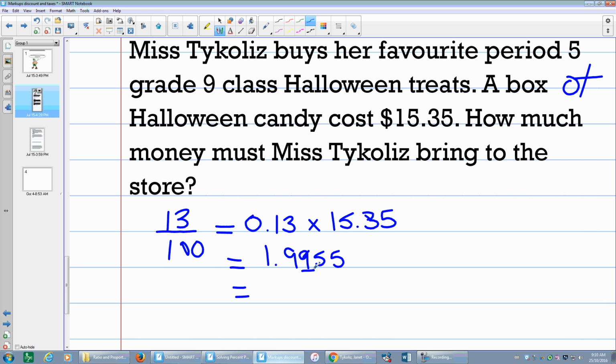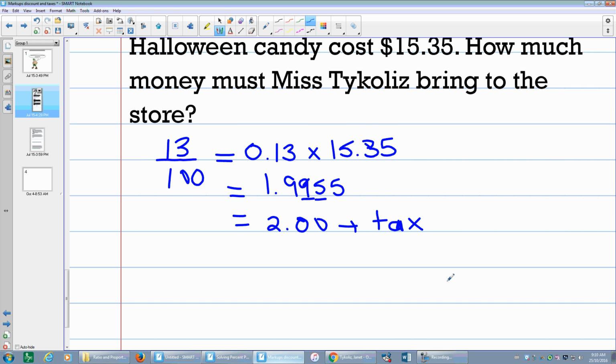Because I'm talking about money, we always round to 2 decimal places, which actually means this rounds up because this is a 9 and this is a 5. This actually rounds up to $2, so I'd pay $2 tax with rounding. So this is how much tax I have to pay. I don't just pay tax, I also have to pay for the amount of the Halloween candy. So my total amount here is, again, I'm going to add the $2 to $15.35, which gives me $17.35.